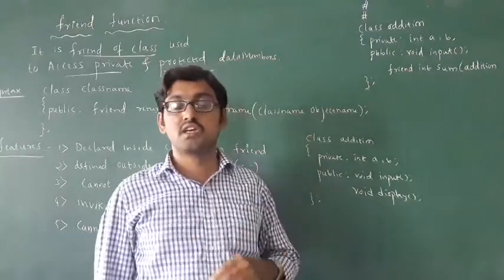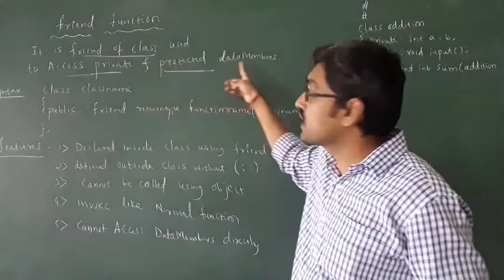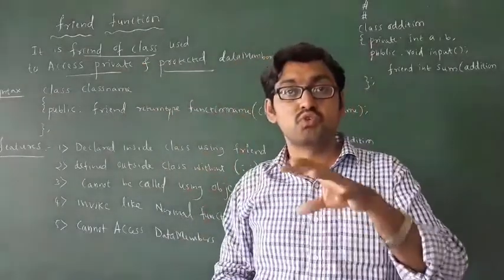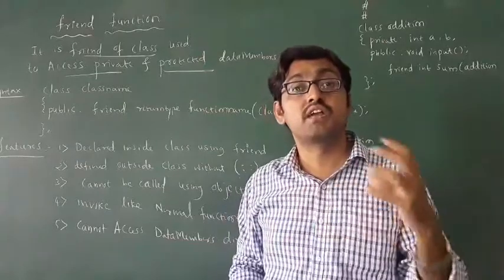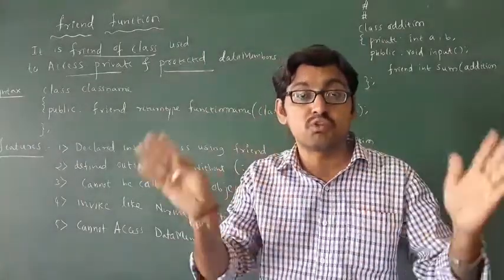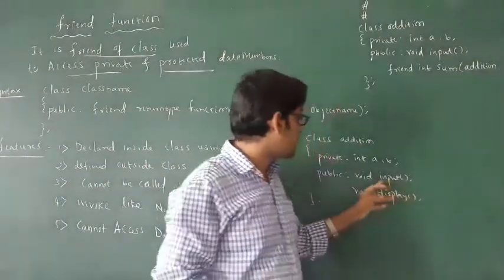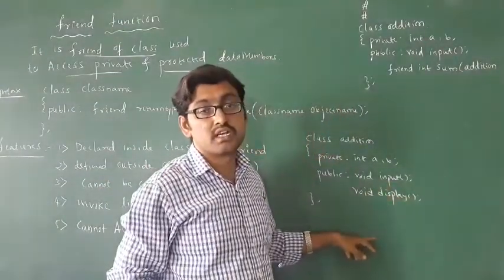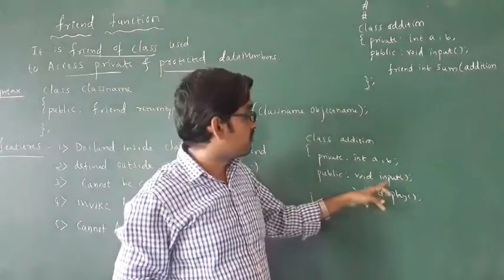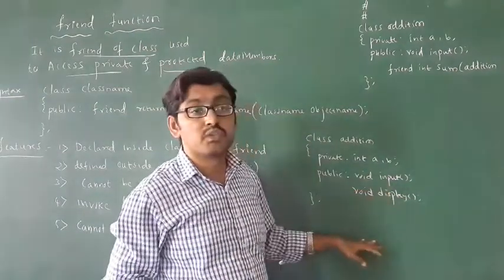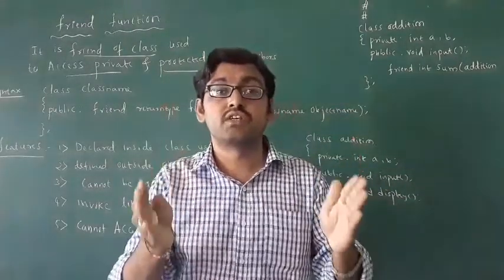Okay, got it? It is a friend of a class used to access private and protected data members. You can write outside the class without using the scope resolution operator. If you use the scope resolution operator, you get an error in the program. But if I use a friend function and write without the scope resolution operator, the program will be executed.